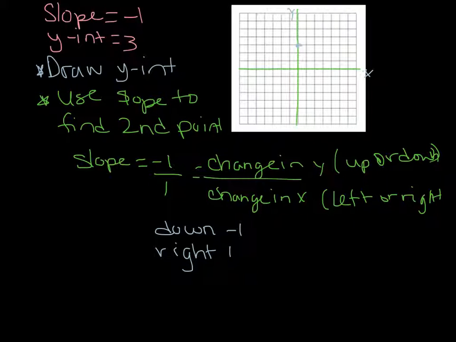So I start at my blue dot up there. I'll make it darker so everyone can see it. I'm going to go down 1 and I'm going to go right 1. From there, I draw my line. And hopefully you have a ruler. Yours will hopefully look a little bit nicer than mine, but that's what it's going to look like for the most part.